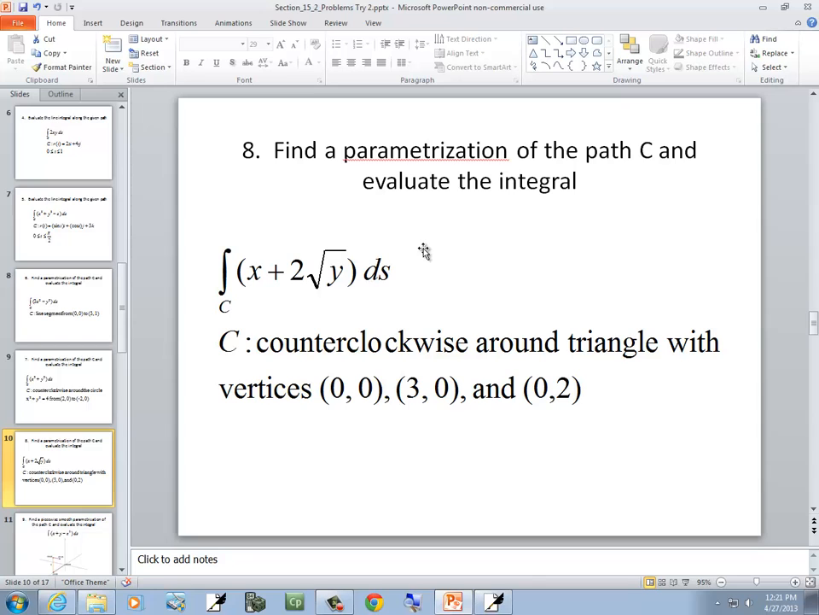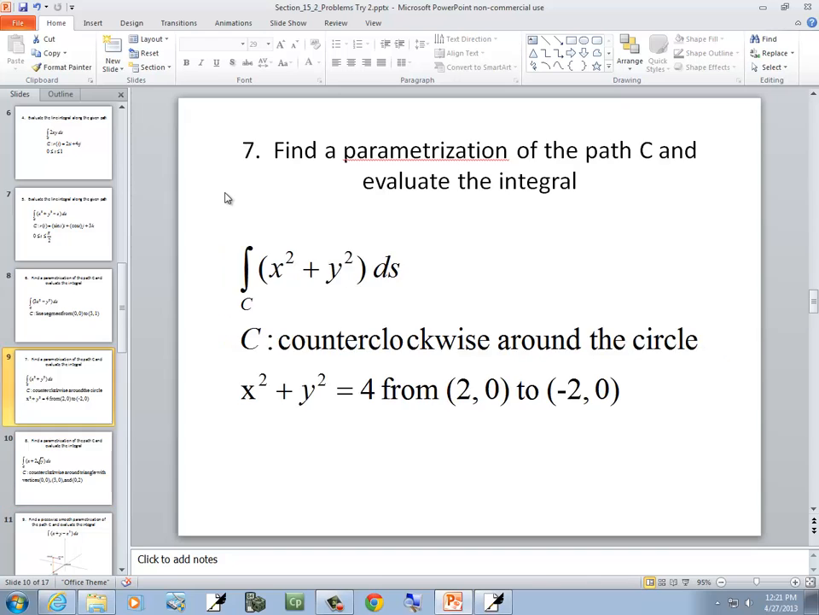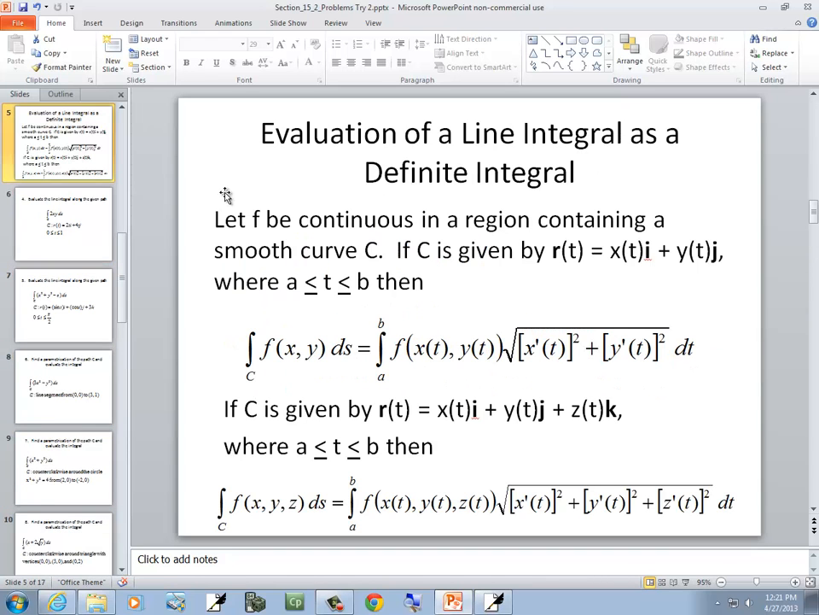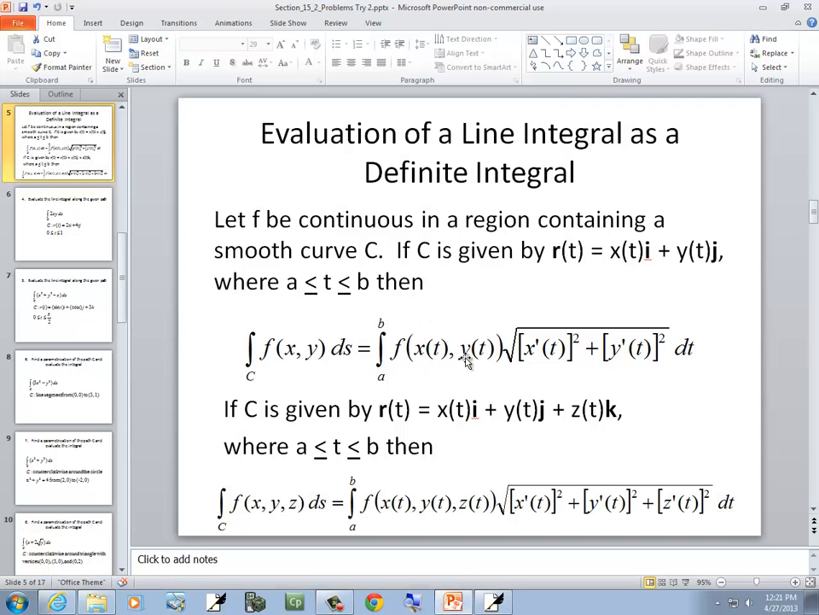Okay, so let's go back to our formula. Actually, I better write that down first, I guess. The integral of x plus 2 square root of y ds. Okay. In order to use this, we need our a and b, which we got. That's 0 to 1. We need this.